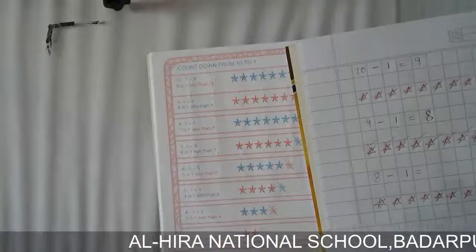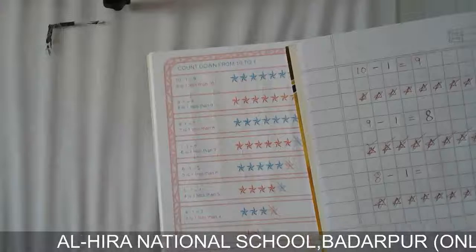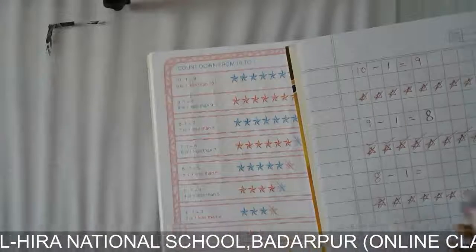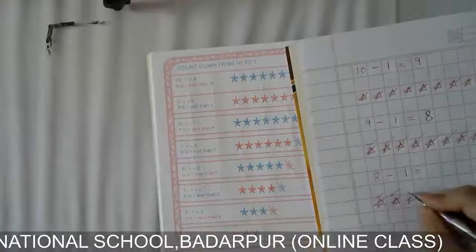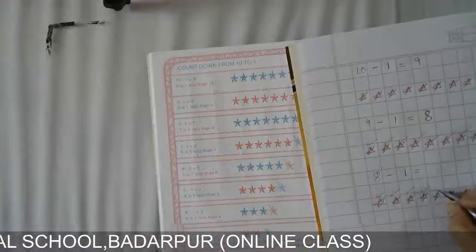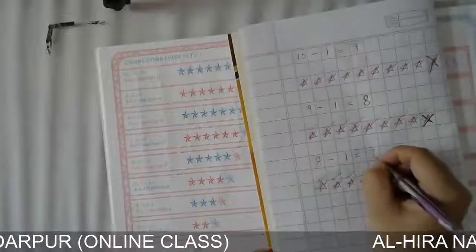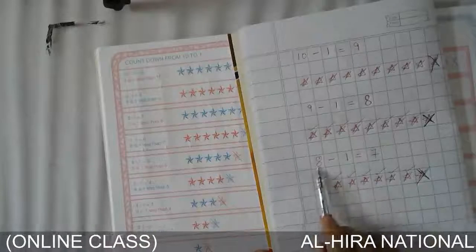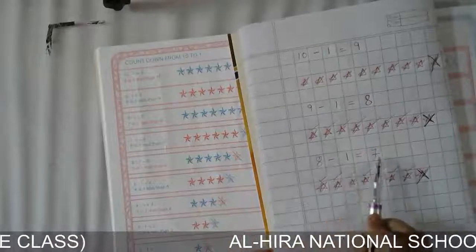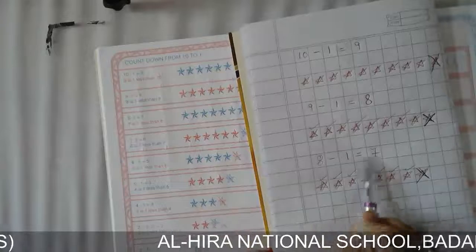From these 8 stars I am reducing 1 star. I am cutting 1 star. Okay, so 1 star. Now how many stars remain? 1, 2, 3, 4, 5, 6, 7. So 7 stars remain. That is, 8 minus 1 is 7.